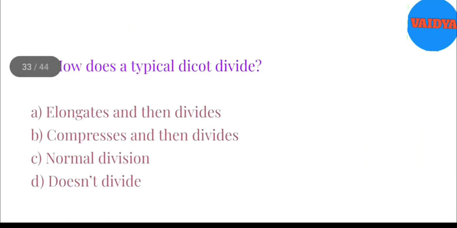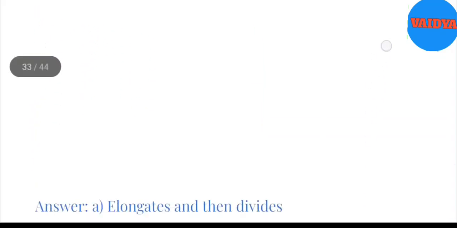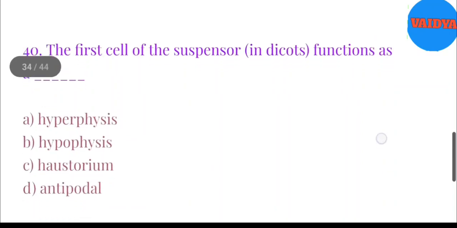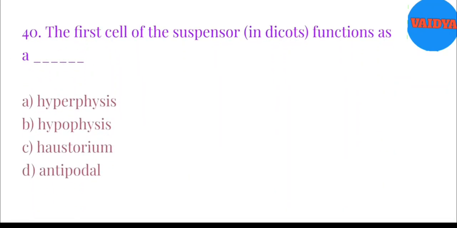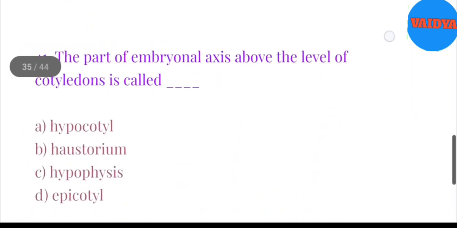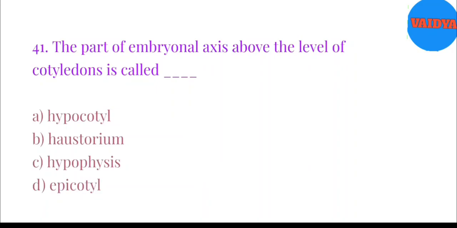40. How does a typical dicot zygote divide? A. Elongates and then divides. B. Compresses and then divides. C. Normal division. D. Doesn't divide. Answer: A. Elongates and then divides. 41. The first cell of the suspensor, in dicots, functions as? A. Hypophysis. B. Hypophysis. C. Haustorium. D. Antipodal. Answer: C. Haustorium. 42. The part of embryonal axis above the level of cotyledons is called? A. Hypocotyl. B. Haustorium. C. Hypophysis. D. Epicotyl. Answer: D. Epicotyl.